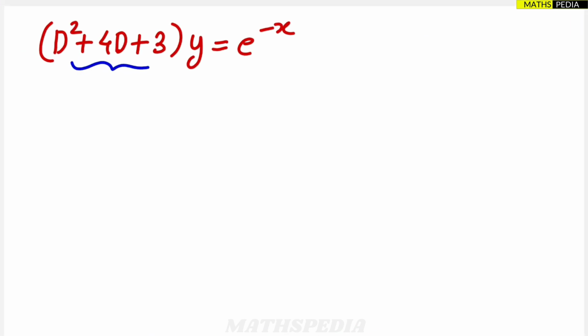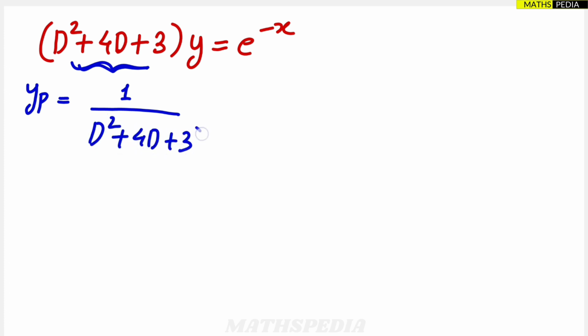This was the question. So here, in order to find yp, what you have to do? yp is nothing but 1 divided by whatever is there inside the bracket, function of d. Just substitute here, it will be d square plus 4d plus 3, right? Into whatever is there on the RHS side, you substitute e power minus x.